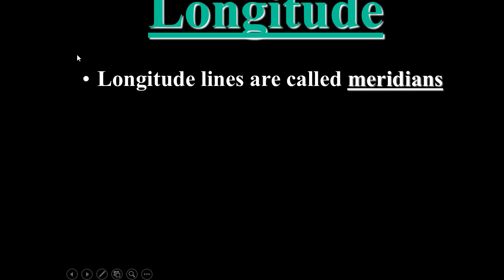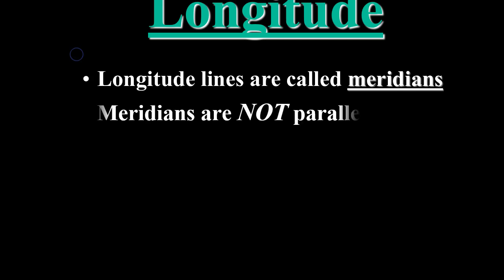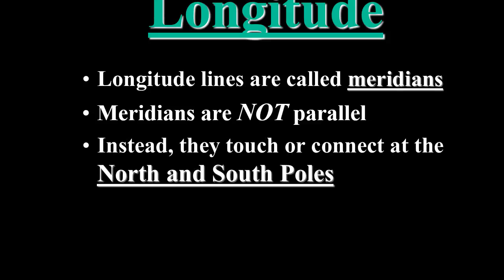So let's take notes. Lines of longitude are called meridians, hence the prime meridian. Meridians are not parallel. Instead, they touch or connect at the north and south poles.